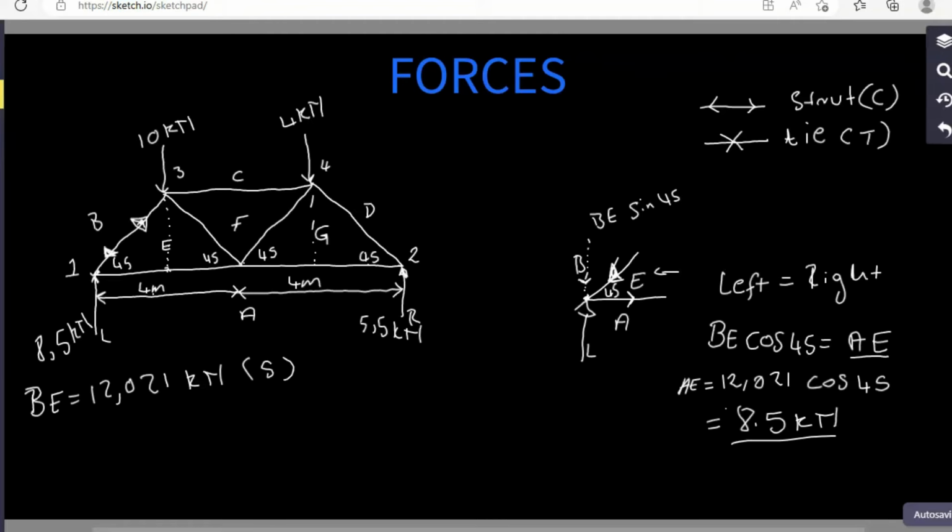The answer is positive. What does that tell us? The direction is correct. We go to our structure and say the direction is correct. We mirror it. It's giving us something like this, and it's a tie. So we come here and say we also have AE with a magnitude of 8.5 kilonewtons, and it is a tie.